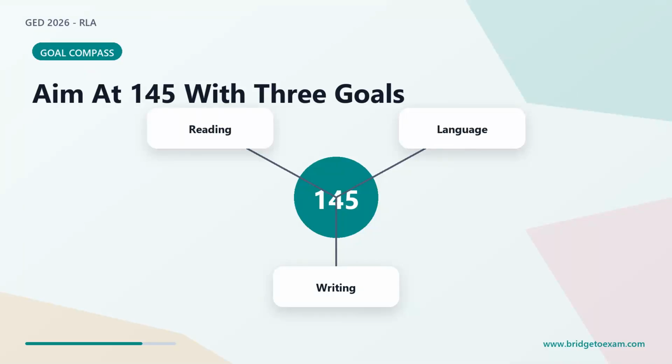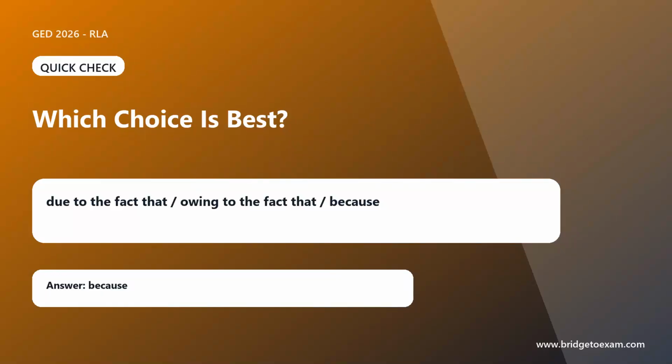Now set your target. The GED passing score is 145, and you will aim there with 1 reading goal, 1 language goal, and 1 writing goal. Quick check. If a drop-down offers due to the fact that, owing to the fact that, or because, choose because. It is the clearest standard version.